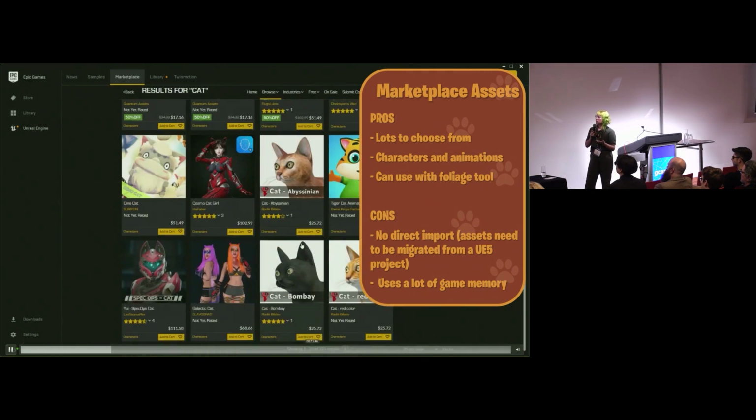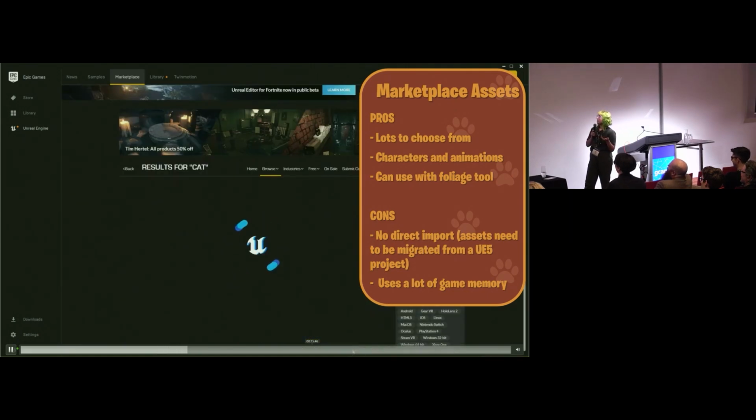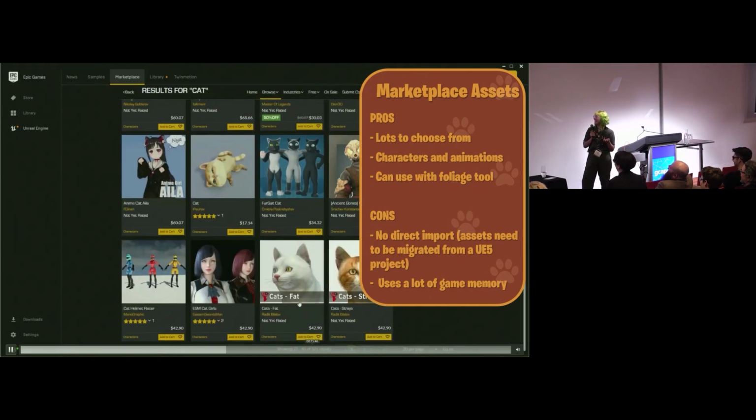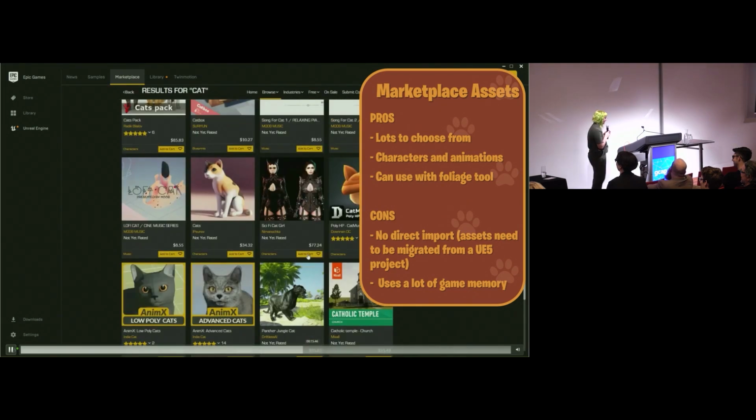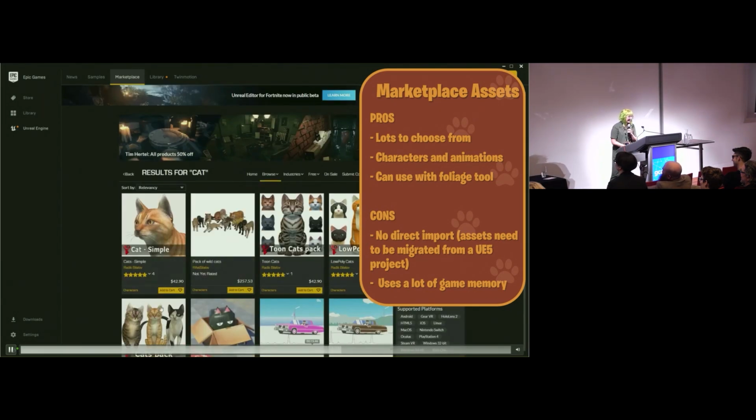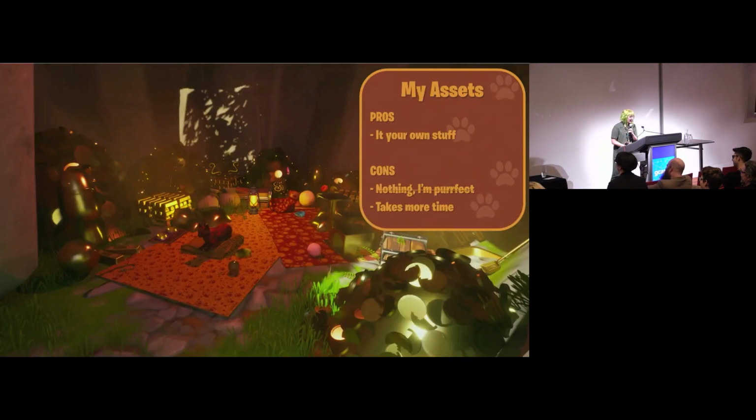Obviously, if you want something specific like cats, then you can get stuff from the marketplace as well. And then you can obviously import your own assets, which is great, because who doesn't want to use their own assets in their own game, am I right?